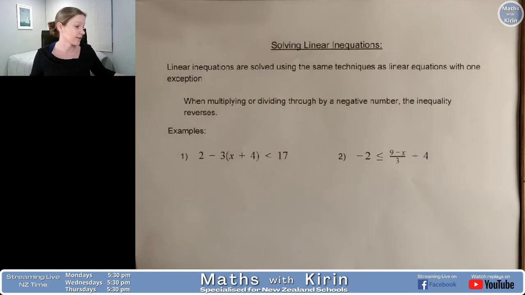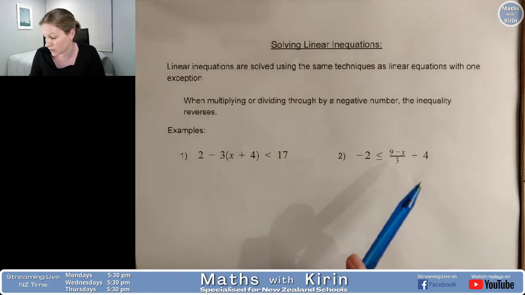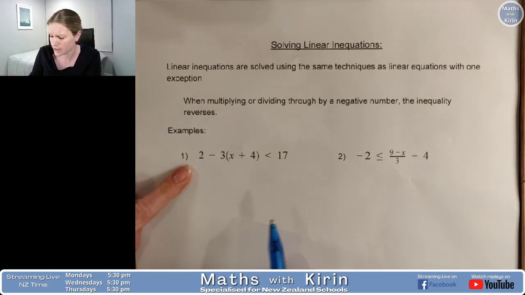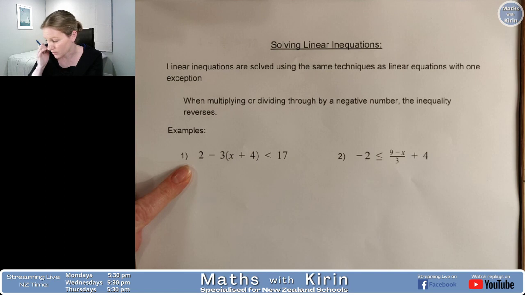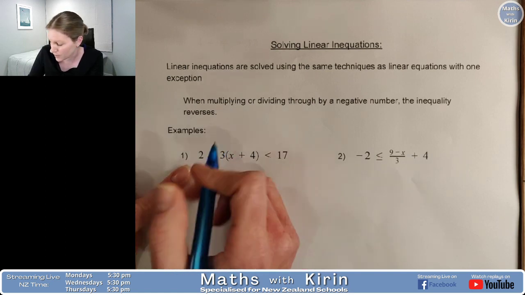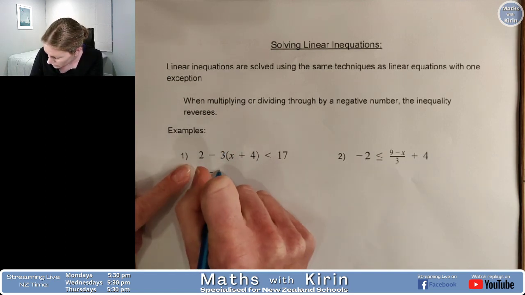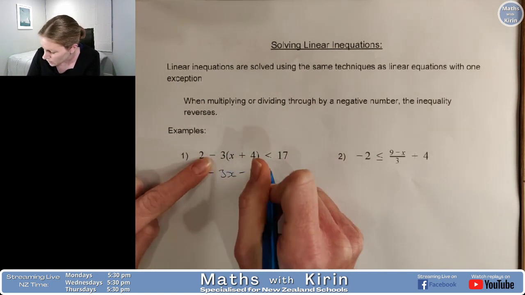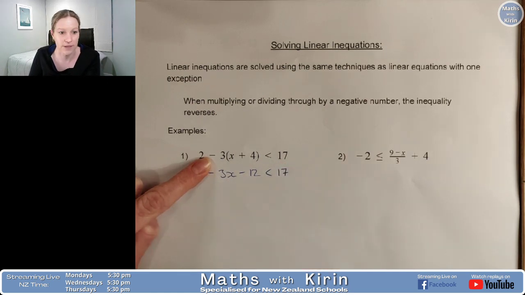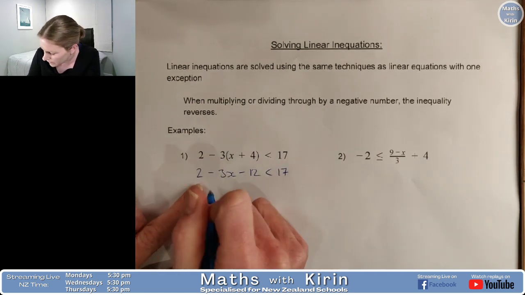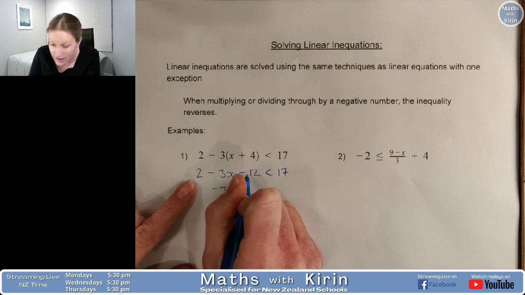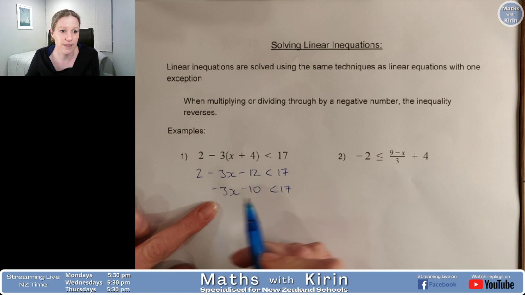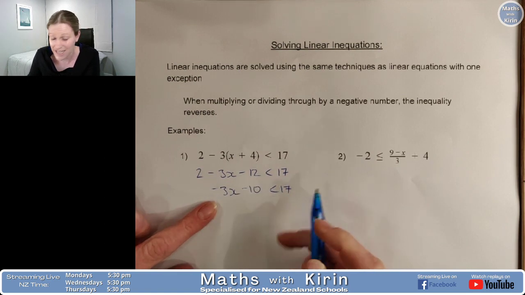Otherwise, you just treat it exactly the same as a linear equation. So we'll go through 3 examples, and then we'll look at these exam questions. So this, similar to the first example with our linear equations, it's just that we have an inequality. So expanding out, we get 2 minus 3x, and then we are minusing 3 times 4, so we're minusing 12. That's still less than 17. Tidying this up, we have our negative 3x. 2 minus 12 is negative 10. Less than 17. Moving our negative 10 across, we're adding 10.